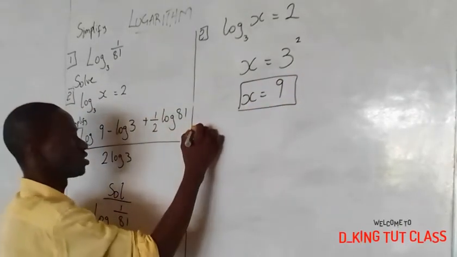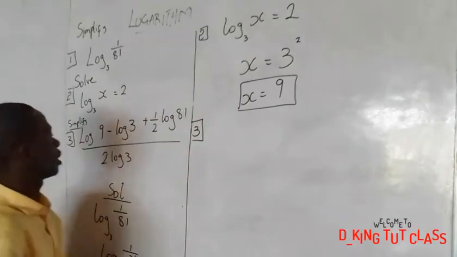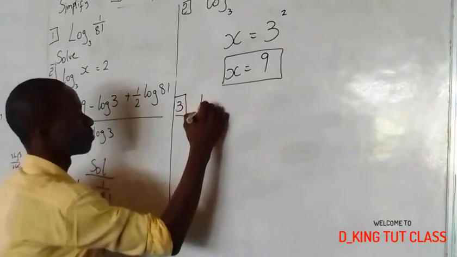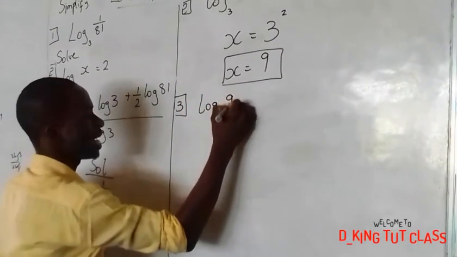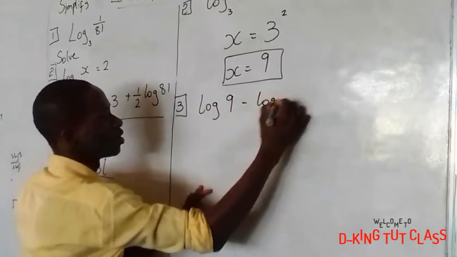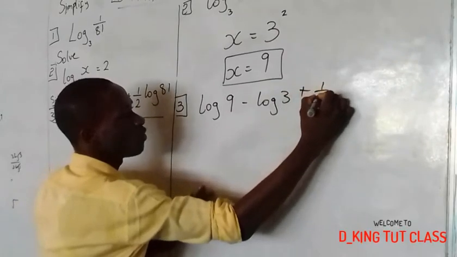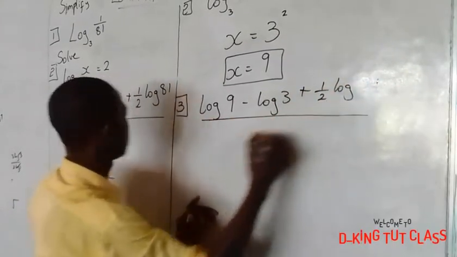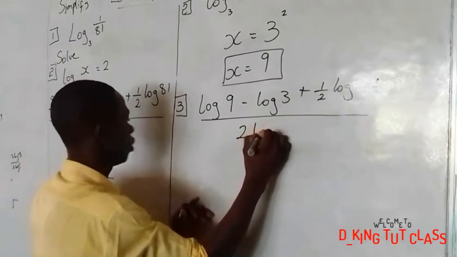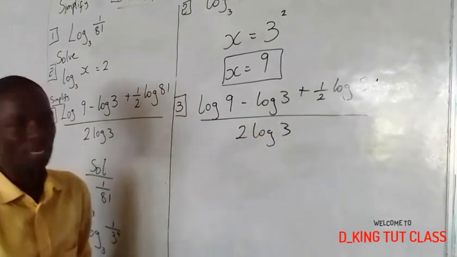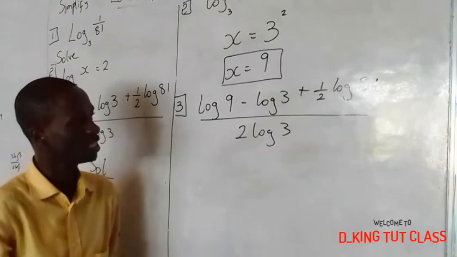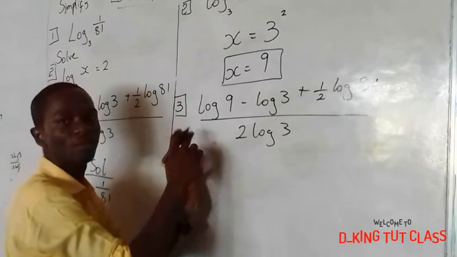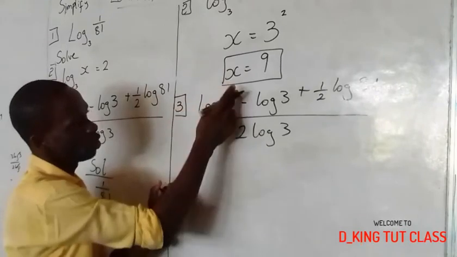Alright, so let's look at this last one. You have to simplify this simple mathematical expression. We're given log 9 minus log 3 plus 1 over 2 log 81, all divided by 2 log 3. Alright, to make it all very, very easy, the first thing we have to do is let's see how we can write this simple expression. So I'm going to be taking everything at the back, anything behind this, back to the power.